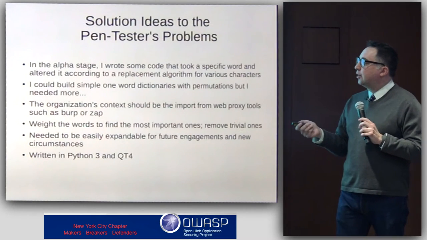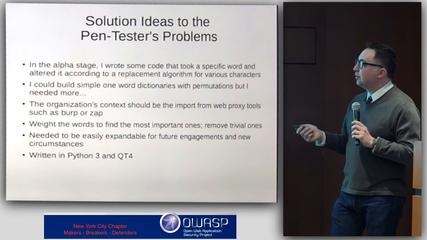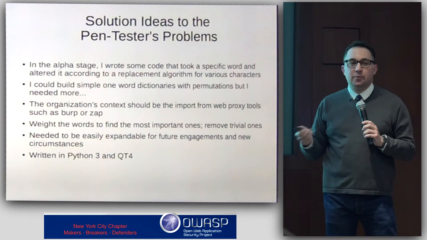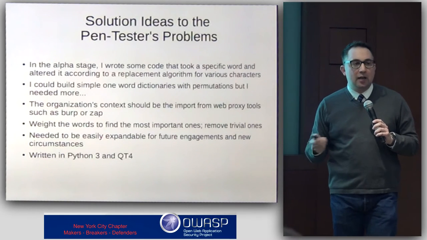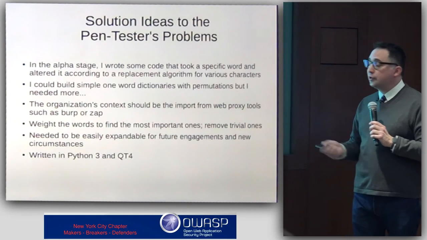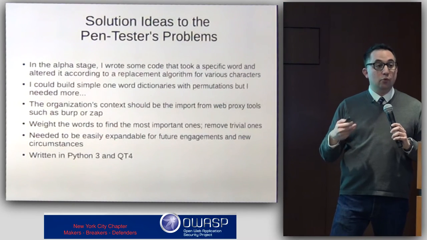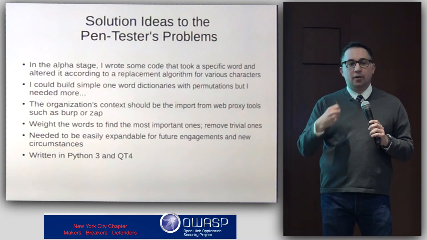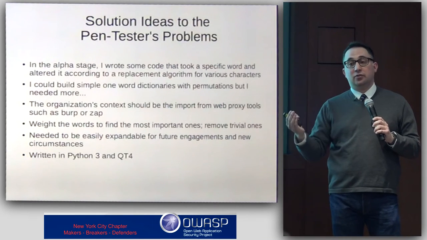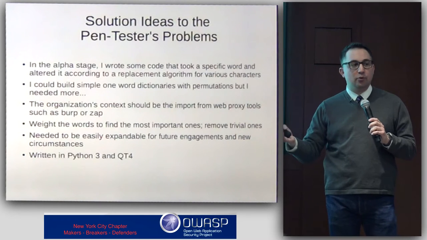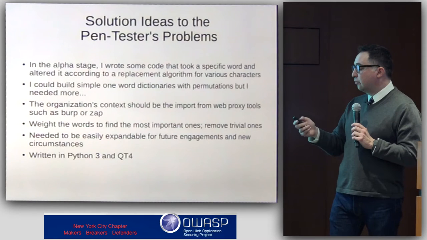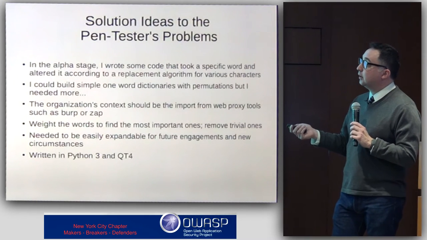I wanted to weight the words to find the most important ones and remove trivial ones. I needed something that was easily expandable, so for future engagements I didn't have to start from scratch again. And I want to make sure that whatever new rules I came up with, so for organization one, I'm thinking that maybe XYZ is a problem, and for organization two, I have a different set of rules I want to apply. I can select a different set of rules per organization or whatever I'm doing.